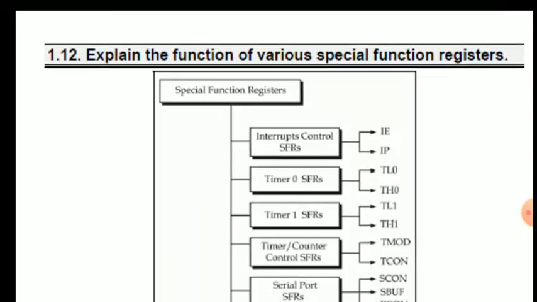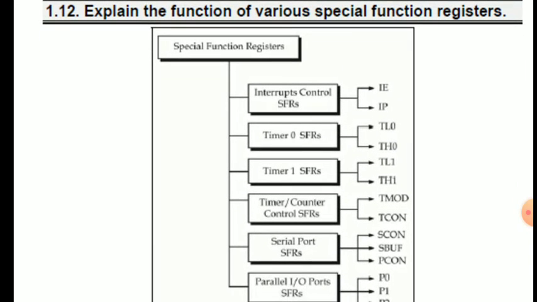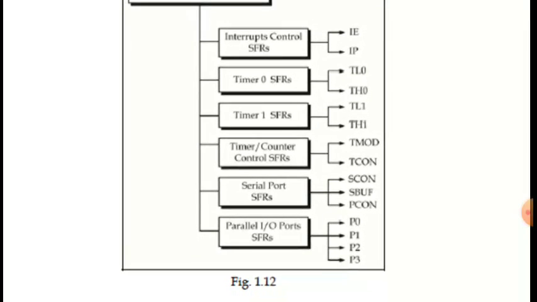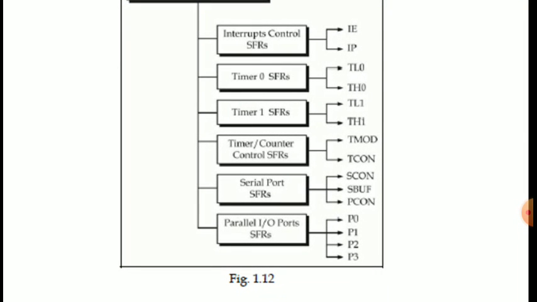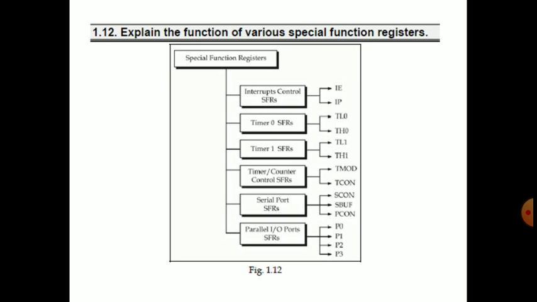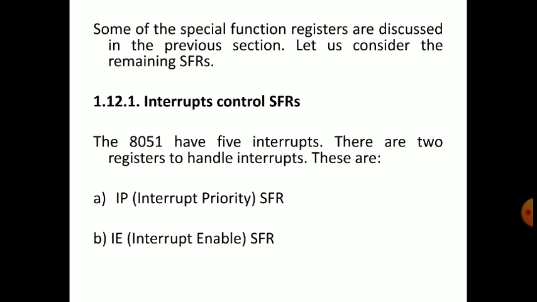The types of registers are: interrupt control registers, that is IE and IP; timer 0 registers TL0 and TH0; timer 1 TL1 and TH1; timer count control SFRs TMOD and TCON; serial port SFRs SCON, SBUF, PCON; and parallel IO ports P0 to P3. And we have discussed each and every register in detail, right?